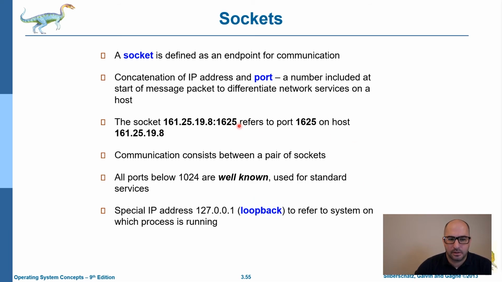So the socket is associated with an address and a port, in this case 161.25.19.8, port 1625. The link is established between two ports on two hosts or the same host, and that is the endpoint connections, and messages are sent and received to those particular ports. So loopback, that is your local system. That 127.0.0.1 is always your local system.